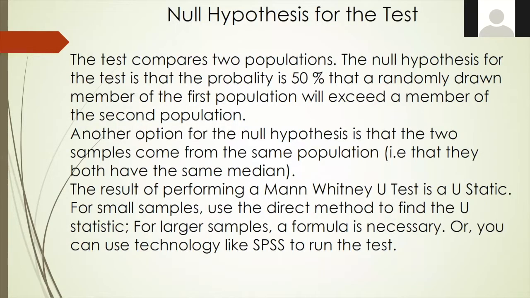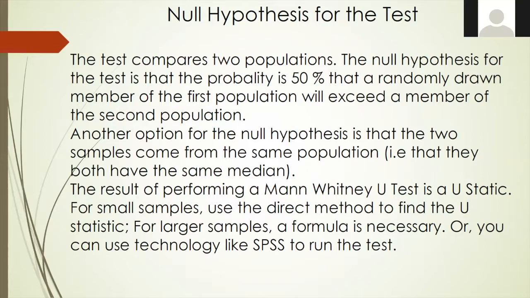And next, we have to know about the null hypothesis for the test. What is the null hypothesis for the test? Is it that the test compares populations? The null hypothesis for the test is that the probability is 50% that a randomly drawn member of the first population will exceed a member of the second population. Another option for the null hypothesis is that the two samples come from the same population, for example, that they both have the same median.